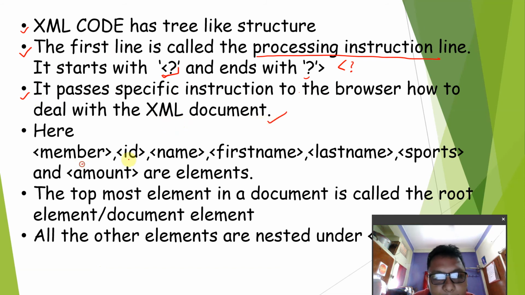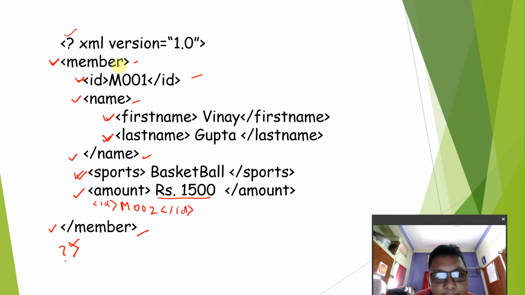Here member, ID, name, first name, last name, sports and amount are elements, as I have just explained. Each of those tags is an element. The topmost element is called the root element or the document element. In our example, the first tag is the member tag and within the member tag all the other tags are present, so in our example this member tag is the root element.